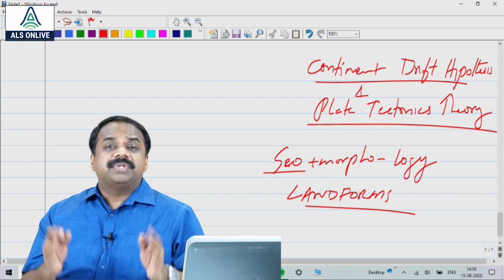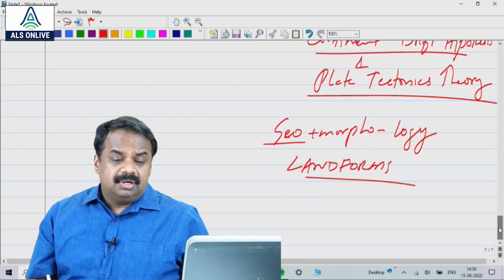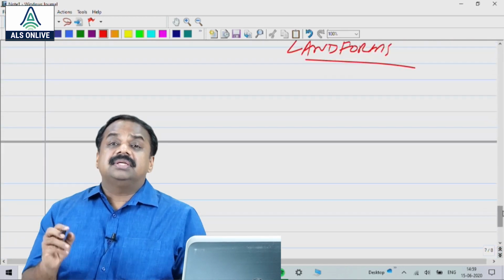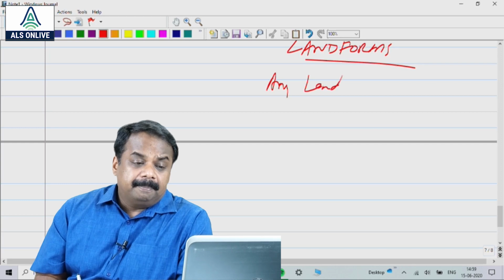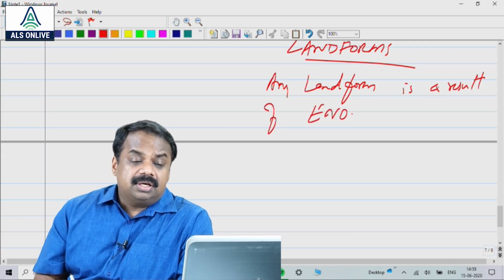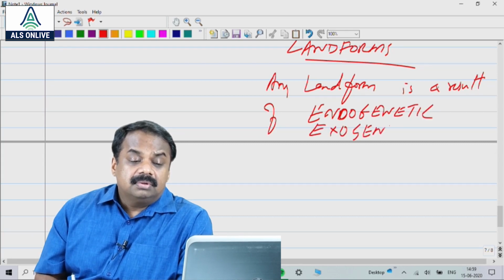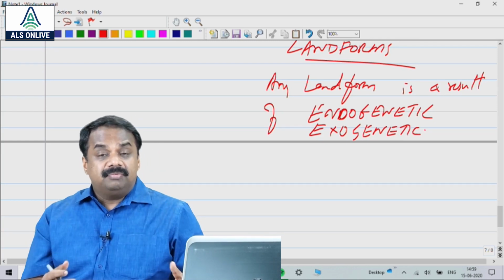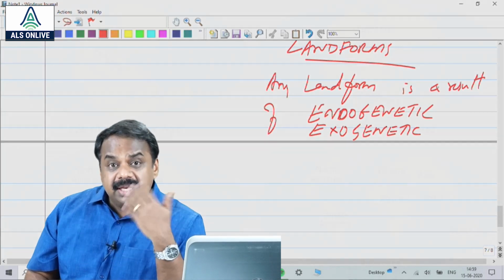In fact, according to scientists, any landform on the surface of the earth is a result of endogenetic and exogenetic forces. So, those forces from within, from the interior of the earth, and those forces from the exterior of the earth. Any movement or force in the interior of the earth, or any force from the exterior like running water, wind, glaciers, waves, are all exogenetic forces, resulting in modification of the landforms on the surface of the earth.